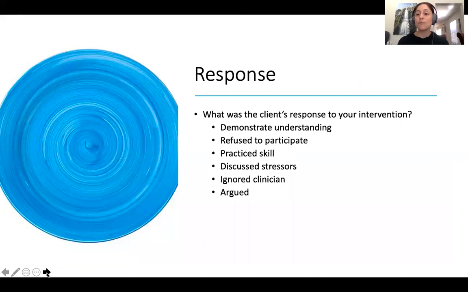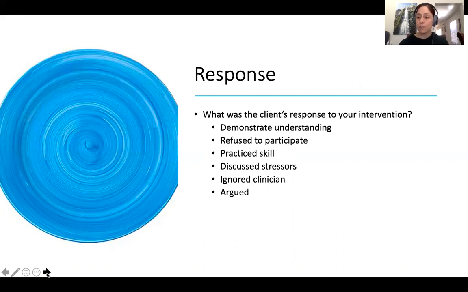All right, once you've written the intervention, the next part is the response section, which indicates what the client did in session and how they responded to your intervention. This too can be written in narrative or bullet point format, and potential sentence starters are provided here.